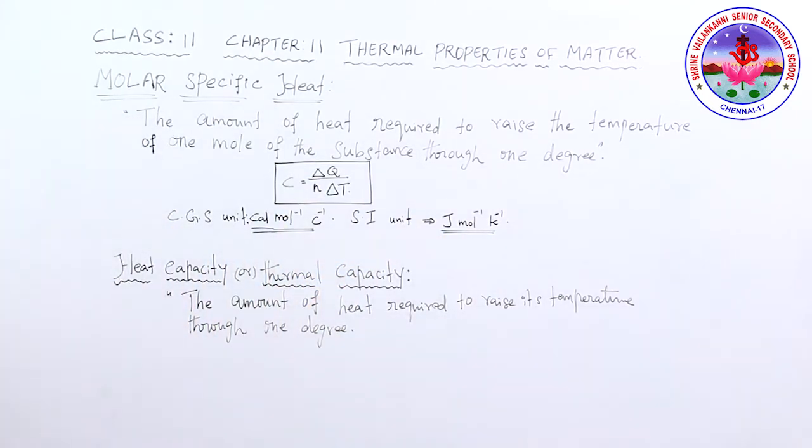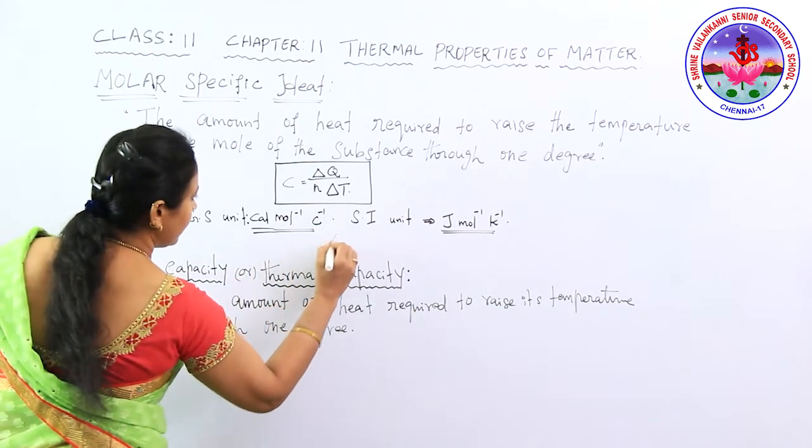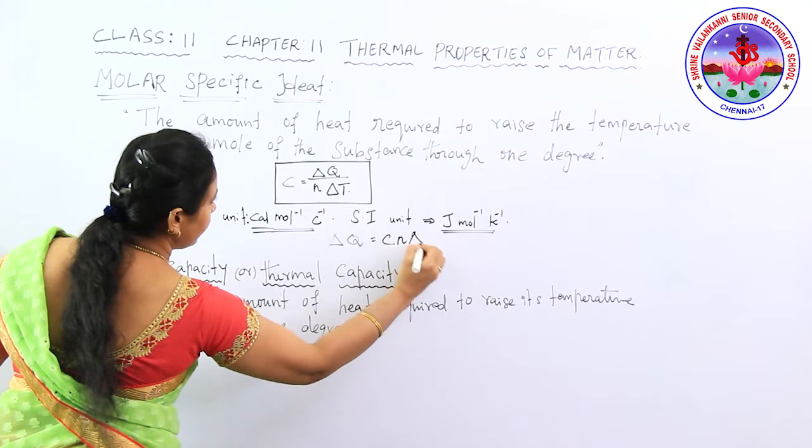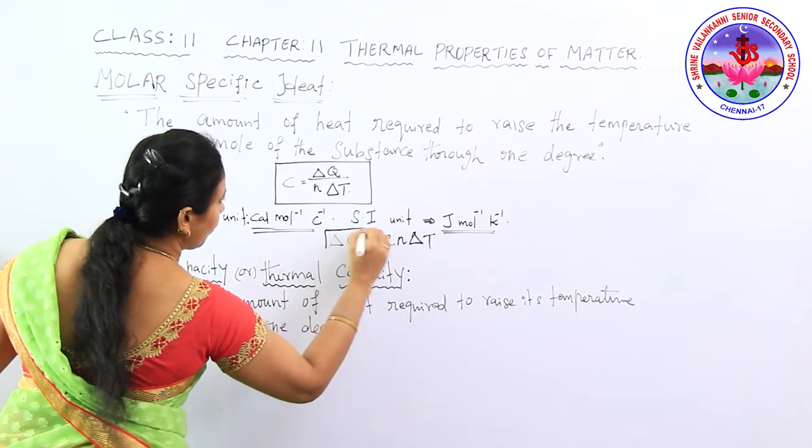And so we can say that if an amount of heat del Q is required to raise the temperature of N moles of a substance through del T, then molar specific heat, which we call C, is equal to del Q by N del T, right? So del Q is equal to C into N del T.